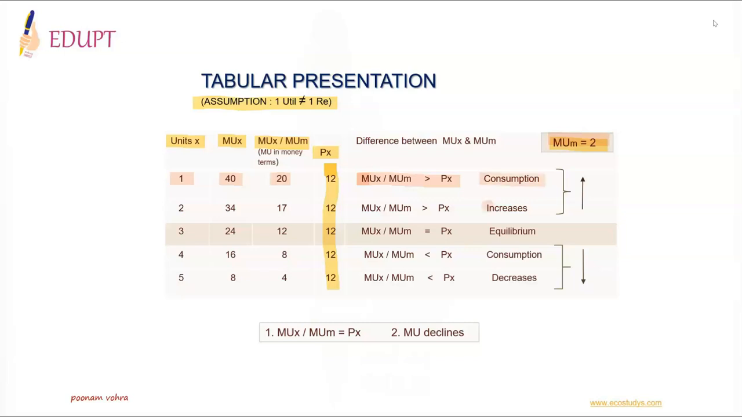Consumption is increased. When 2 units are consumed, marginal utility in util terms falls to 34. In money terms, it is 17, that is 34 divided by 2. By comparing it with price, one finds that marginal utility of X in util terms divided by marginal utility in money terms is greater than price of X. So consumption is further increased.